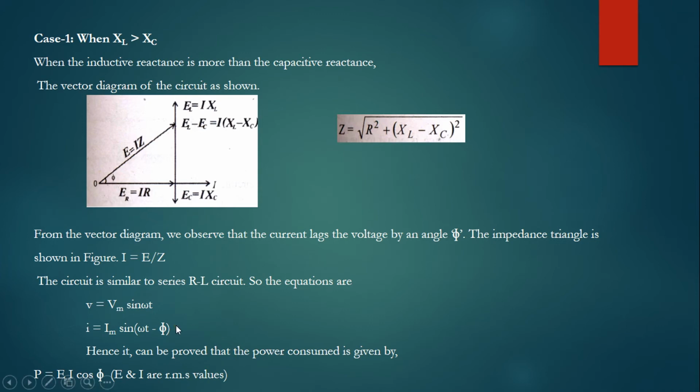This we have already seen. If V is equal to Vm sin omega t and I is equal to Im sin omega t minus phi, what may be the equation for power? You have already seen that in the RL series circuit, because the effective circuit becomes inductive as XL is greater than XC. So P is equal to EI cos phi as before, where E and I are RMS values. But in the exam you need to derive all this once again, just like what you derived in the RL series circuit.